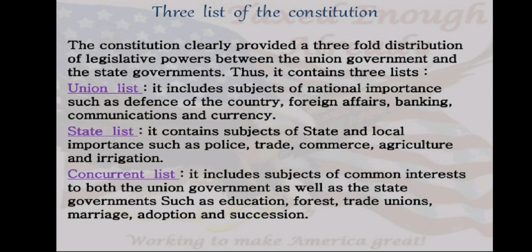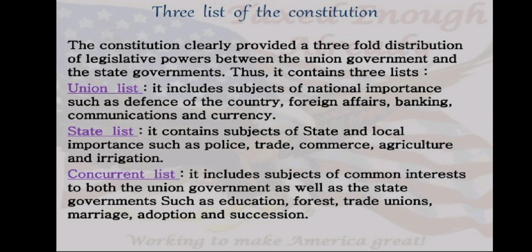So, what makes India a federal country? First of all, we are talking about the subjects which come under the central government and the subjects which come under the state government. What is that called? The constitution clearly provided a three-fold distribution of legislative powers between the union government and the state government. Thus, it contains three lists.